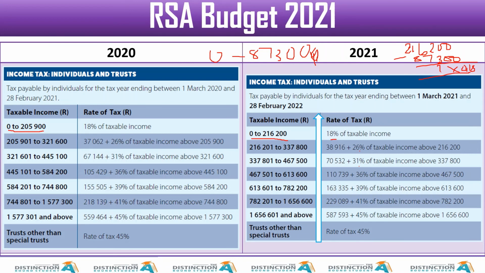And if you want to do it for someone who's earning in the next bracket, that person is going to pay 38,000 first and foremost, plus 26% of any income which is above 216,000. So that's basically what it means. If you calculate this one, you probably will get 38,000, because that is what this person pays first before they start paying tax on income above the 216,000.